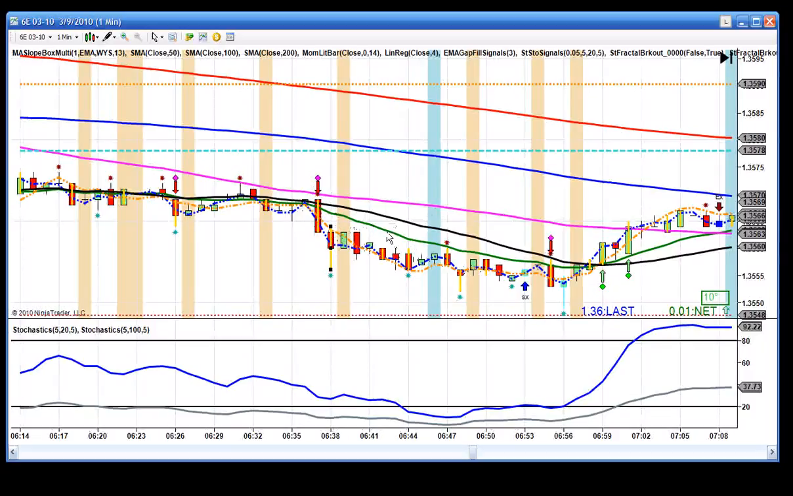But notice that there's not a lot of separation between the 13 and the 20. It's a very narrow trend, so therefore it's going to be short-lived, as it did. It crossed right back up.